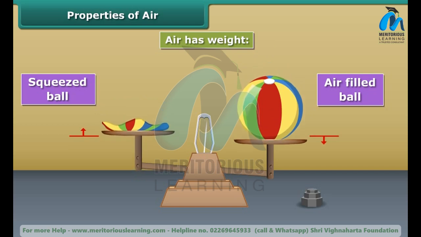Put the air-filled ball on one side of a balance and a similar empty and squeezed ball on the other side. You can see the pan with squeezed ball goes up, indicating that it is lighter than the air-filled one.